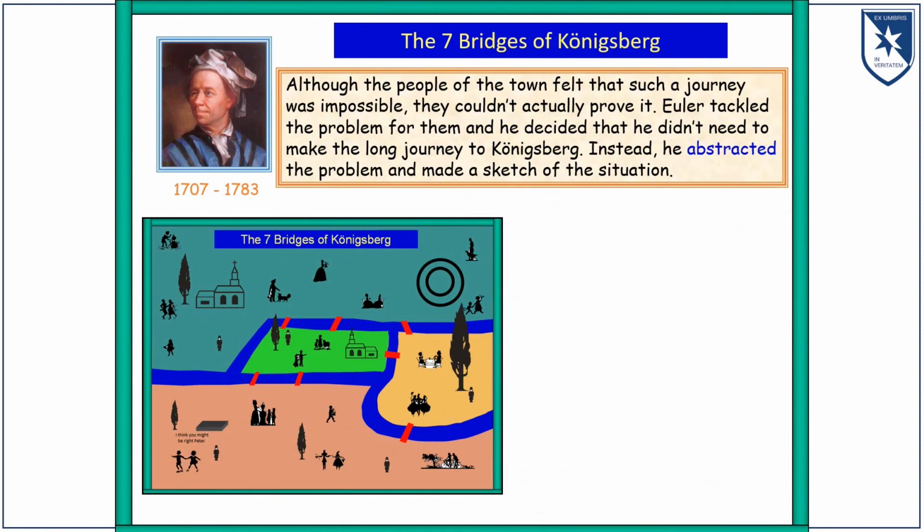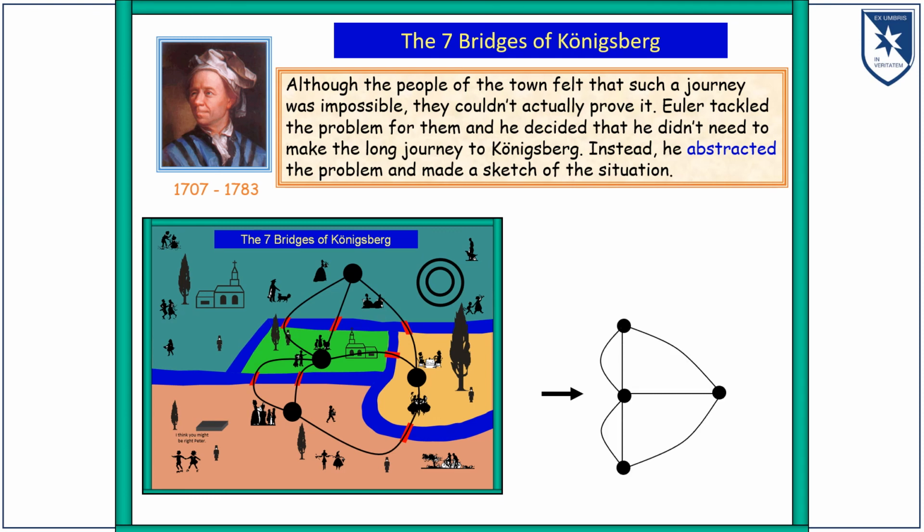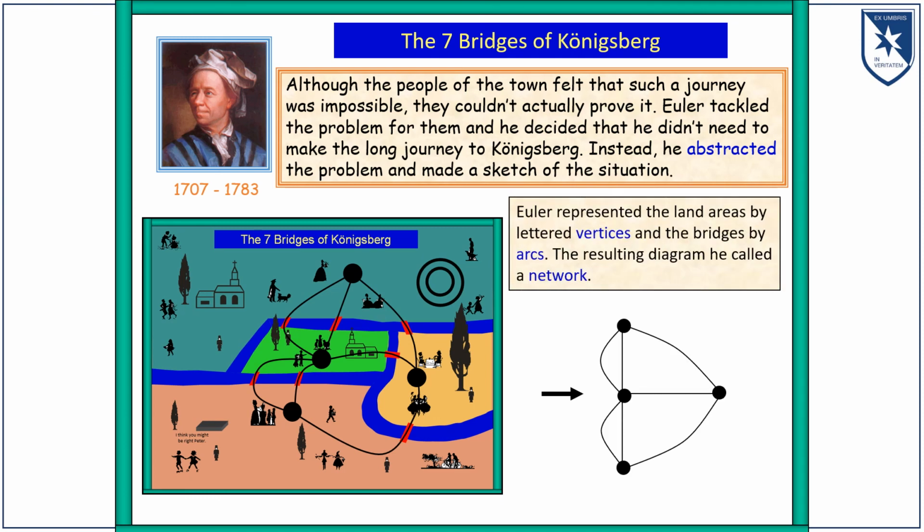So although the people of the town felt that such a journey was impossible, they couldn't actually prove it. Euler tackled the problem for them, and he decided that he didn't need to make the journey to Königsberg. Instead, he abstracted the problem and made a sketch of the situation. Euler represented the land areas by lettered vertices and the bridges by arcs. The resulting diagram he called a network.